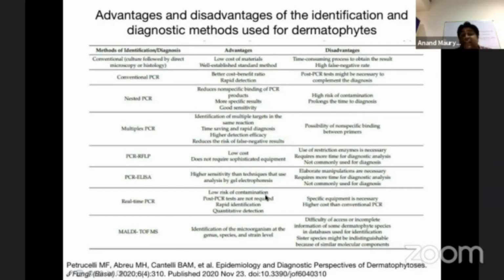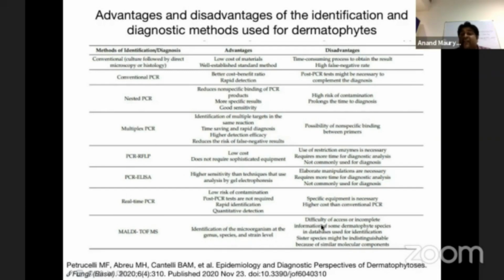In the case of real-time PCR, there is a low risk of contamination, but the post-PCR steps are for rapid identification and quantification. It needs specific equipment and has a higher cost than conventional PCR. Now a very popular method nowadays is multiplex. Identification of the organism at the genus, species, and strain level is possible.